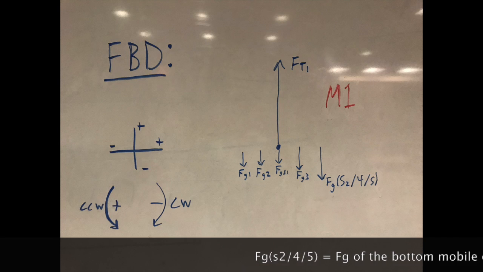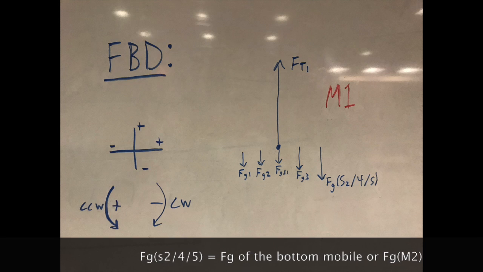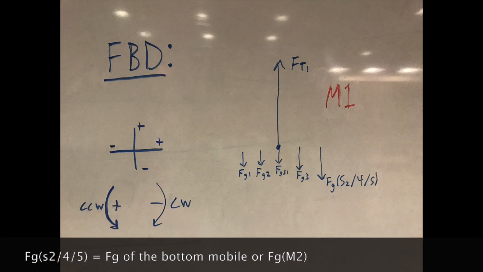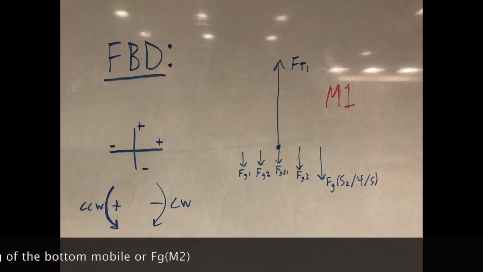The only force that acts upwards is the force of tension in string 1. The forces that act downwards are the weights of masses 1, 2, 3, 4, and 5, and the weights of both the top and bottom meter sticks.